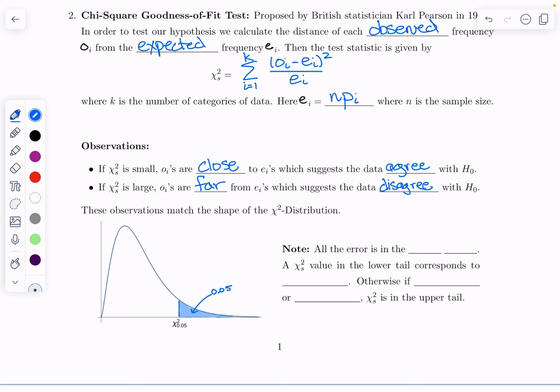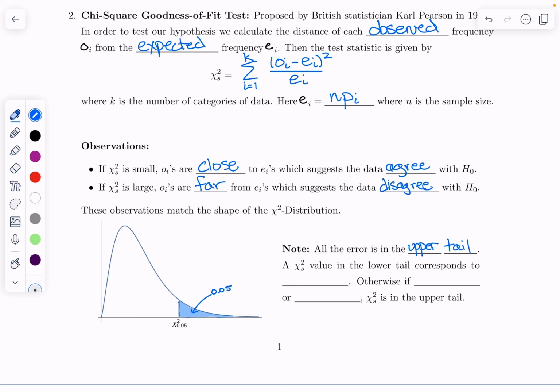It turns out that this statistic, the chi-square statistic, follows a chi-square distribution. That's pictured here. And I want to note some things about the chi-square distribution. First of all, all of the error is in the upper tail. So unlike the t-distribution or the normal distribution that trails off as you go to positive or negative infinity, here all of the error is going to be in the upper tail because it's only the upper tail that trails off as you let things go to infinity.